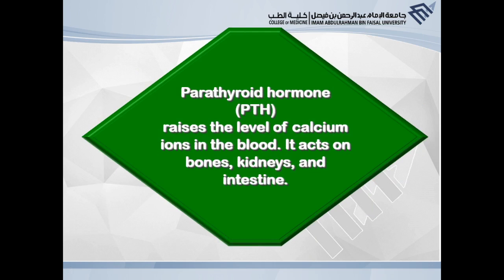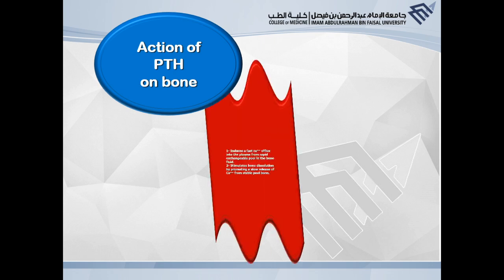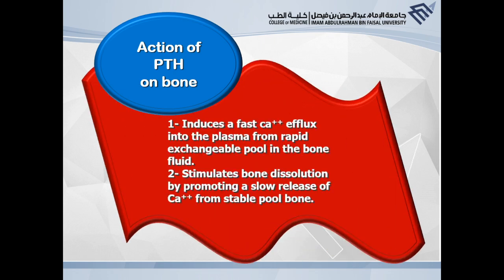The main function of parathyroid hormone is to increase the blood calcium level, and it acts on the bones, kidneys, and intestine. We will see the effect of parathyroid hormone on each organ. From the bone, it causes the mobilization of calcium stores, the removal of calcium from the bones, and there are two processes through which it does so: a fast exchange process and a slow exchange process. Both are stimulated by parathyroid hormone.